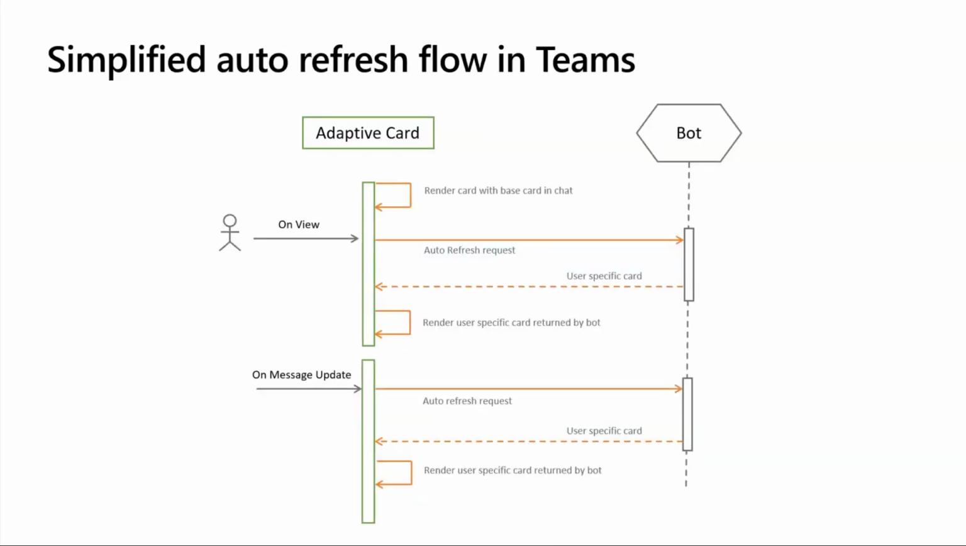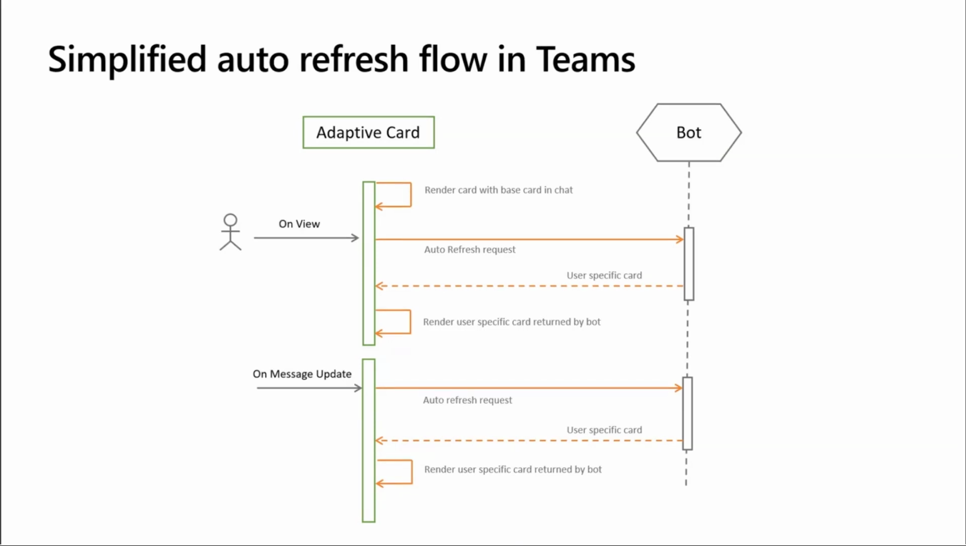So this is the auto refresh flow on Teams. When the card is viewed, an auto refresh request goes out to the bot, like we talked about, and the user-specific card is then sent back and rendered. Also, there is another flow for getting the refreshed card, which is whenever you do a message update, and that would also trigger an auto refresh request. So there, the user-specific card would be sent in the event of a message update, and you can render that. That was what we had on behind the scenes.